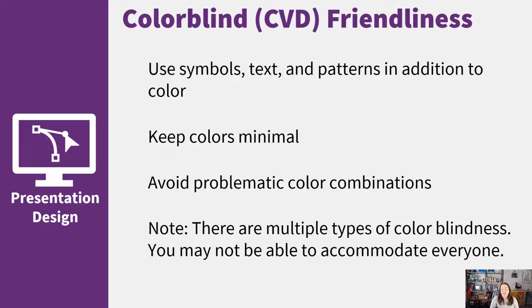You also might not know that there are multiple types of color blindness, and there are ranges within those types. So this is one of those areas where everyone is different. Everyone sees things just a little bit differently. So you may not be able to pick colors that work for everyone. So that's when we go back up to our first tip of using symbols or text or patterns to help indicate the meaning that you're trying to convey with color.